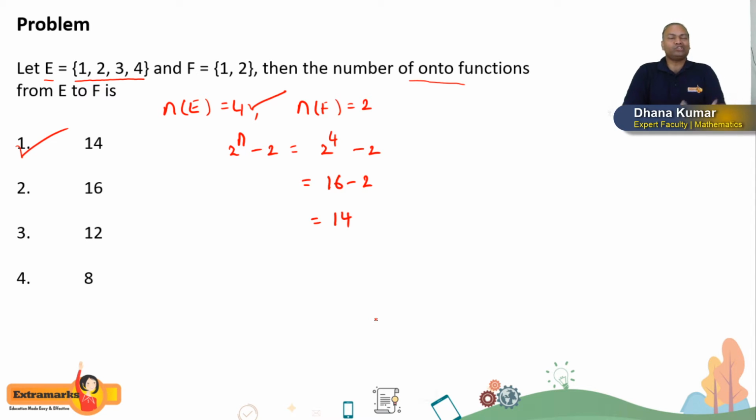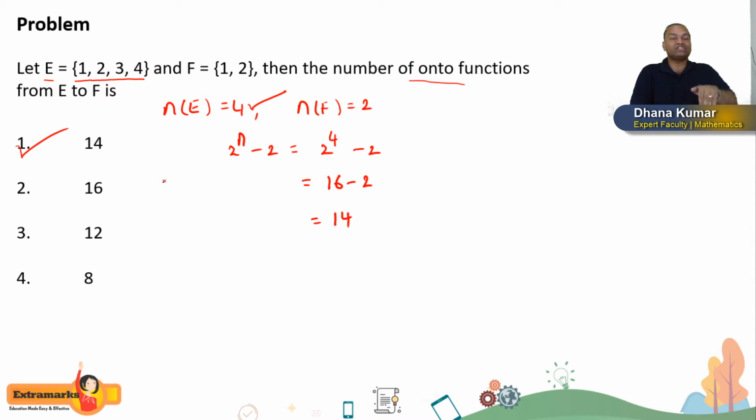Suppose if more than 2 elements are there, then one more formula is there, that is sigma, minus 1 whole power n minus r into nCr into r power m. So using that formula also we can find the answer to this question. But anyhow here 2 elements are there, and this formula is very easy. That is why I used this formula.